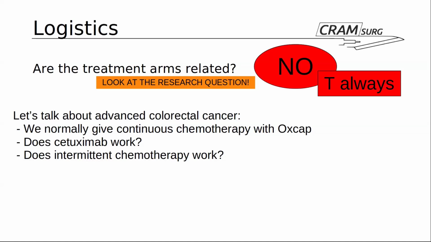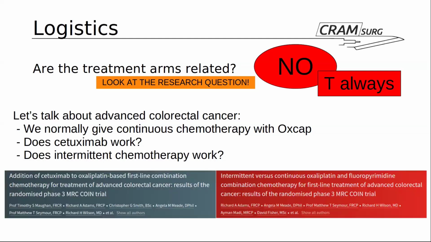Now, the two questions are separate. Two completely different, separate questions. One is about adding a drug. One is about changing the way you administer the drug. And this has been done in the MRC COIN trial. And generally speaking, when you have a trial that is designed this way, it's not just that the questions are separate, but also the results are presented separately. And that's what the authors did, and they got two publications in the Lancet.